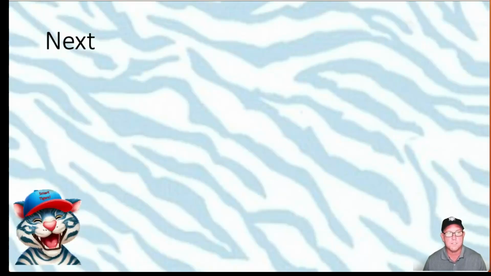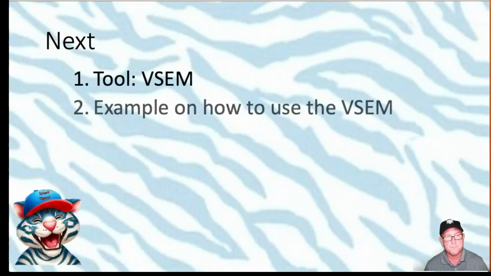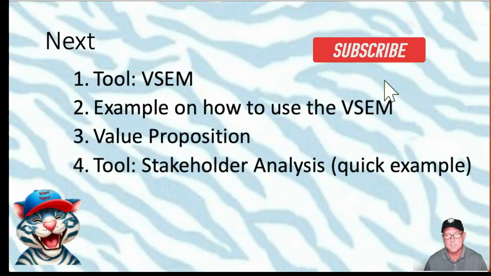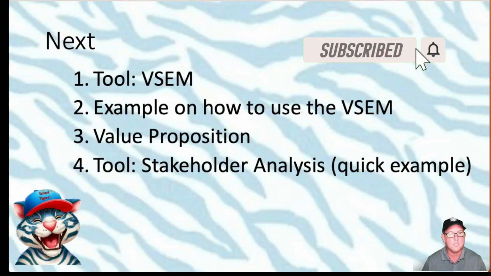So, what are we going to cover next? We're going to cover one of my favorite tools called the VSEM. We're going to go over an example using our Tiger Coffee Machine on how to use a VSEM. I'm going to talk about value proposition. And then we'll go over a tool that I use often called stakeholder analysis, and we'll do a quick example of that.